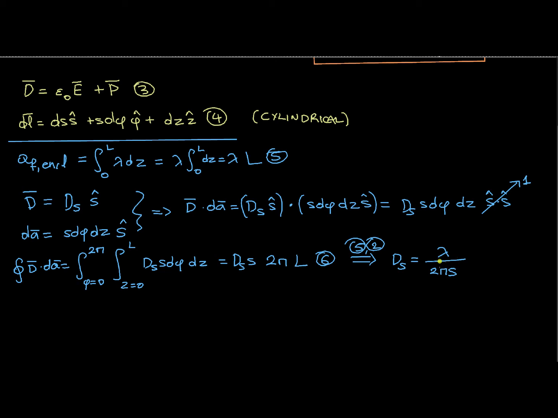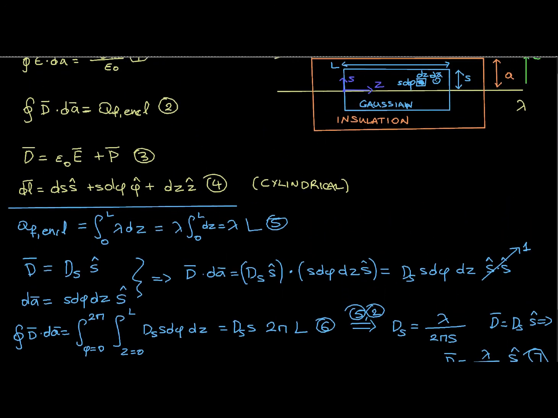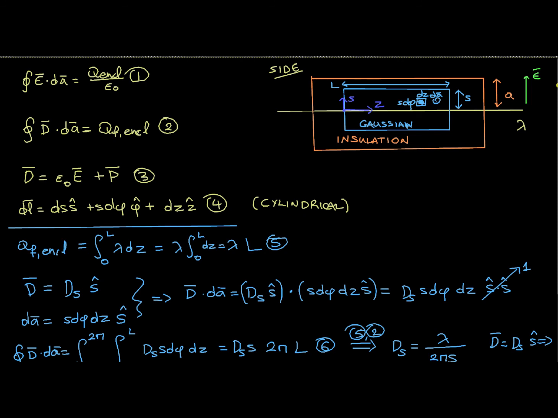Keep in mind, this doesn't give me the vector. This gives me the s component of the electric displacement. If I want to write the vector D, then D will be the component ds times s hat, and using what I found, the vector D will be written as lambda over 2 pi s s hat, and let's call this equation 7. And now I have found the electric displacement, which was what the problem was asking me to find.